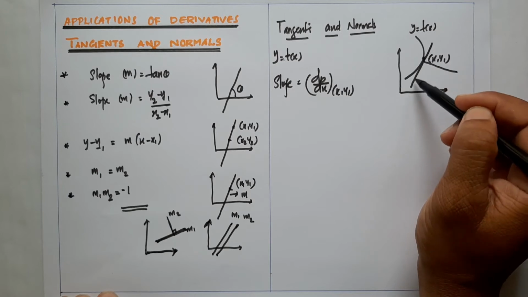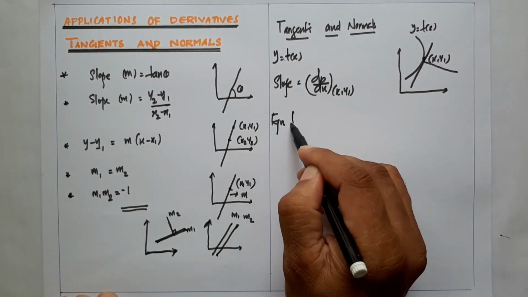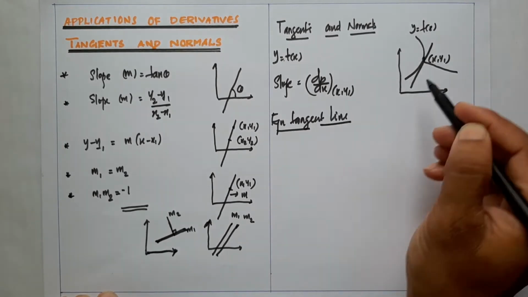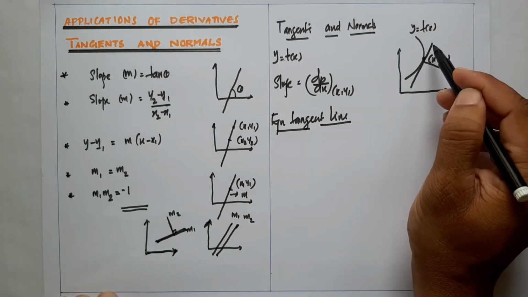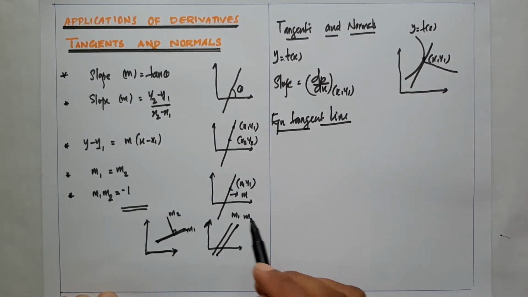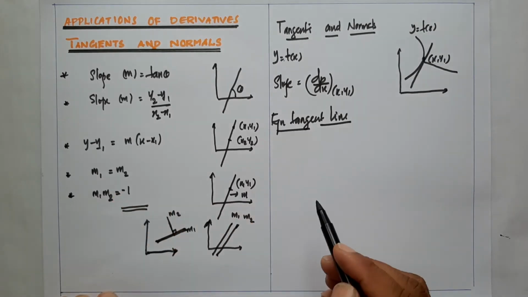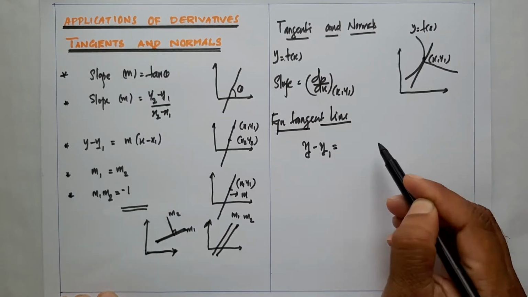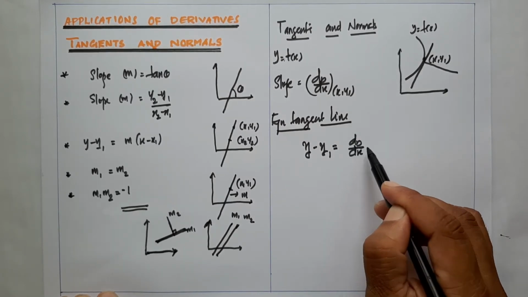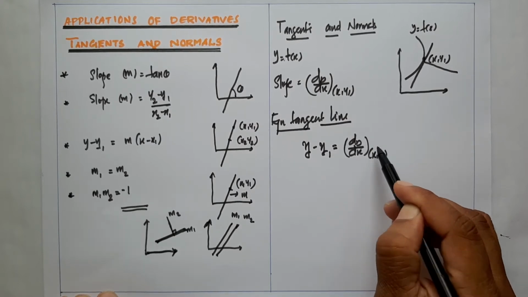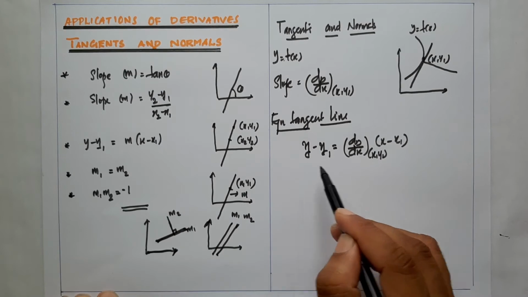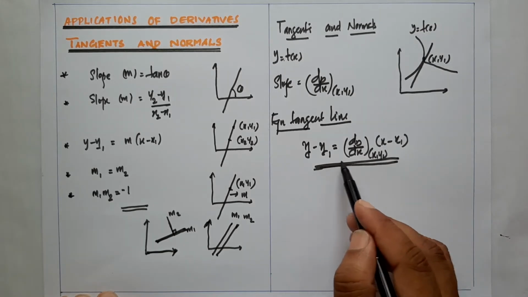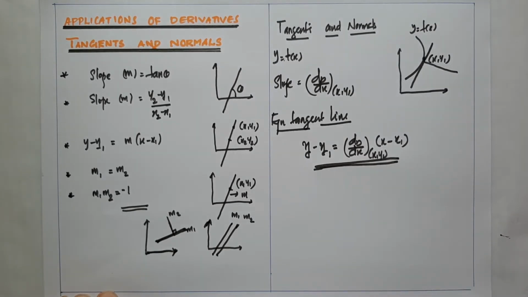Now we find the equation of the tangent line. This line passes through the point x1 y1 and the slope of this line is dy by dx at x1 y1. Using the formula y minus y1 equals slope into x minus x1, we get the answer. The equation of the tangent is y minus y1 is equal to dy by dx at x1 y1 into x minus x1. And the slope of this tangent line is dy by dx at x1 y1.